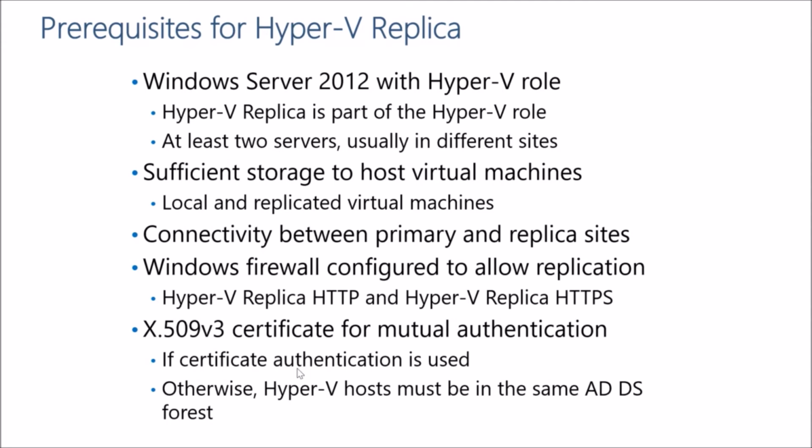The X509v3 certificate for mutual authentication. So obviously we don't want to replicate to someone we don't trust. And how do we know that that is the right server? We have to mutually authenticate. So we don't want to receive replicas from someone we don't trust either. So mutual authentication proves who the other party is. It's not just a one-way authentication. If certificate authentication is used, we use that X509v3 certificate. Otherwise, the Hyper-V host must be in the same Active Directory Domain Services domain or forest, which gives you that level of trust.